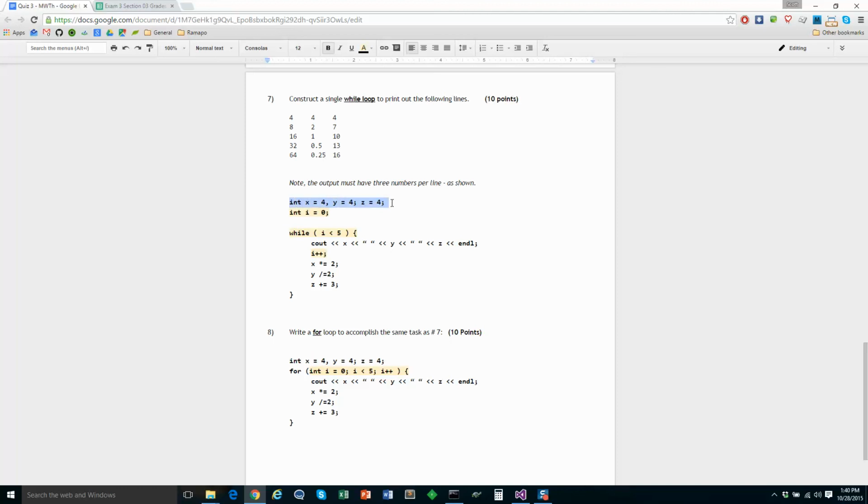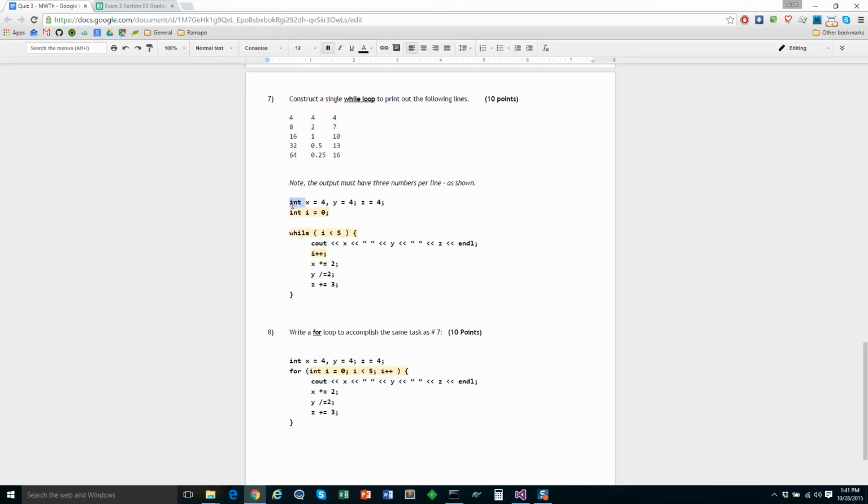I'm also decoupling, right? I'm creating some variables, x, y, and z: x meaning this column, y meaning the middle column, and z meaning the rightmost column. They've all started at 4. I'm going to print out 4 in each one of them. And then in addition to incrementing i, so I only go around 5 times, I'm going to change x, y, and z such that the next round works. So each time around, x is doubling. Each time around, y is getting cut in half.